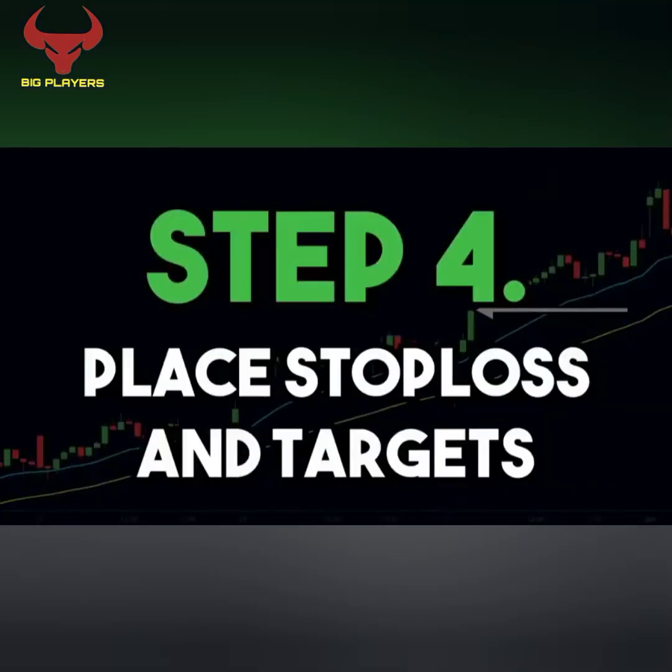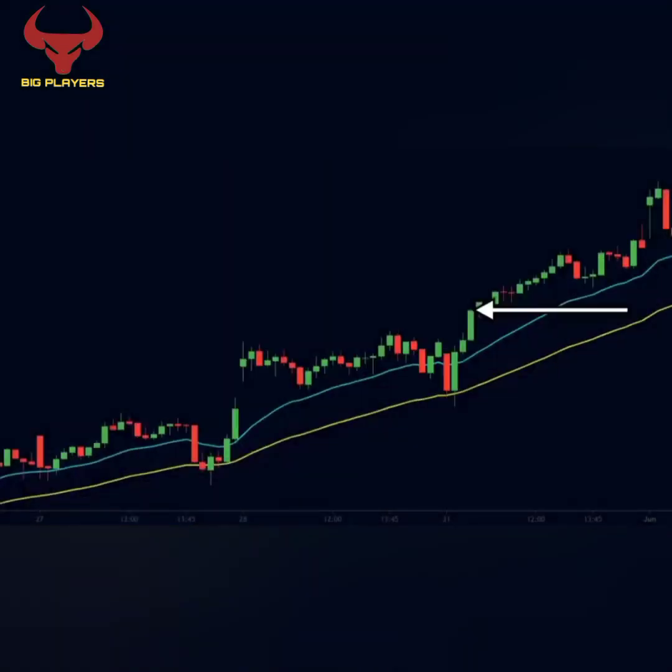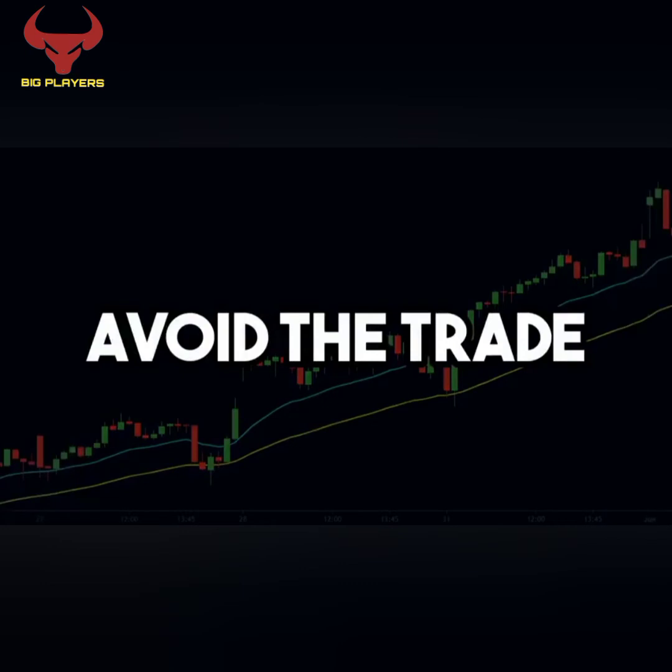The fourth and the last step is to place stop loss and targets. We will place our stop loss below the 20 EMA, and we can place our targets at 1.5:1 risk to reward ratio. If our entry is far away from the 20 EMA, then our stop loss will become a lot wider. In such cases, the best thing to do is avoid that trade.